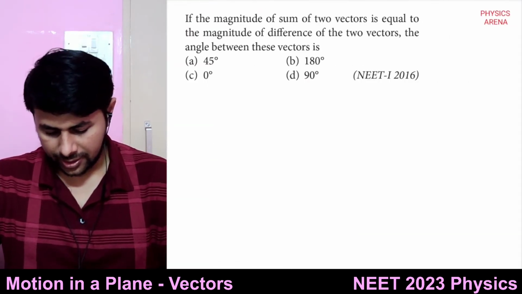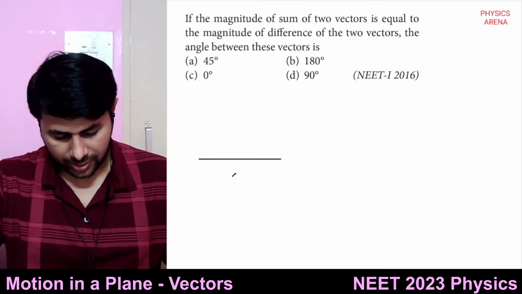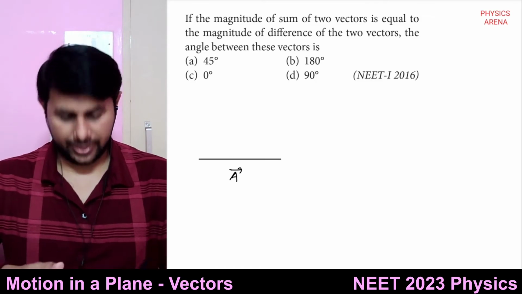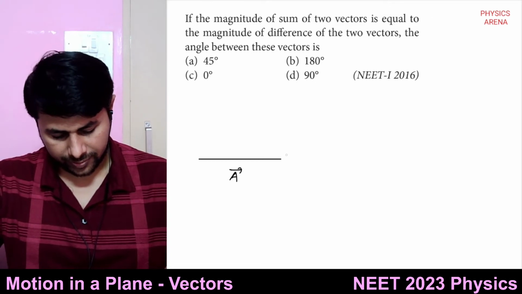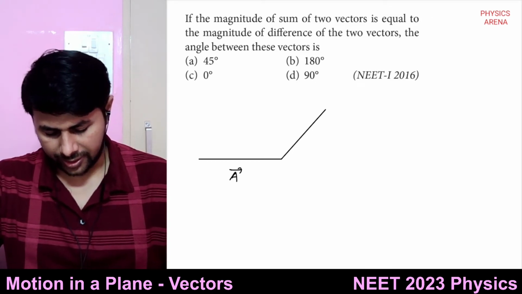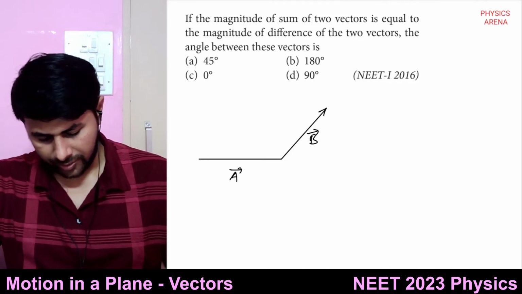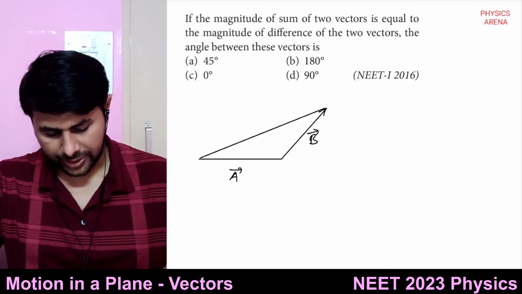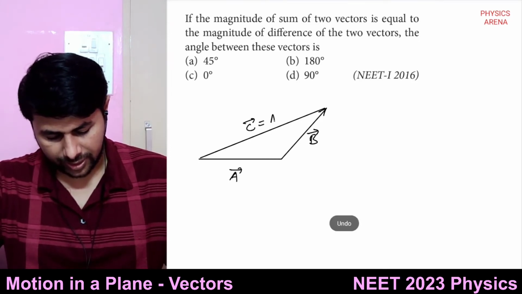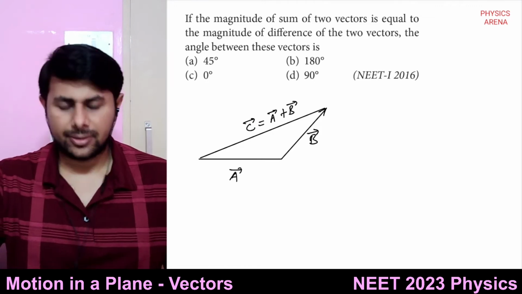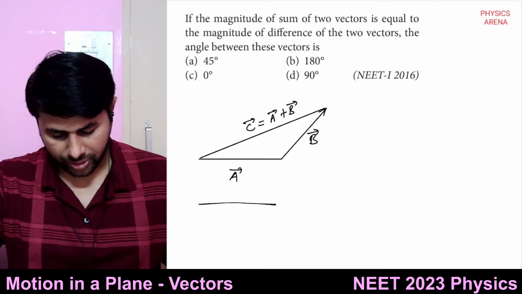Another way is just a little thinking. See, this is the first vector, its magnitude is something. There is another vector, this is B bar. If you add A bar to B bar, you will get this vector. Suppose this is C bar and it's equal to A bar plus B bar. And now if I want to subtract B bar from A bar, what should I do?